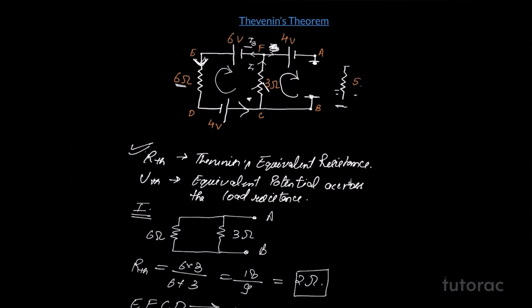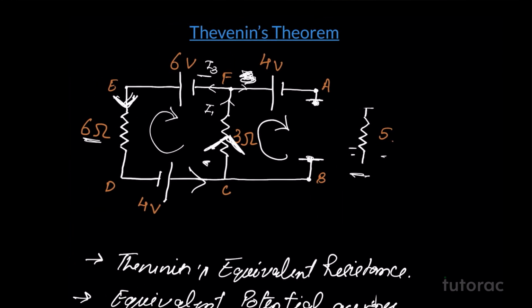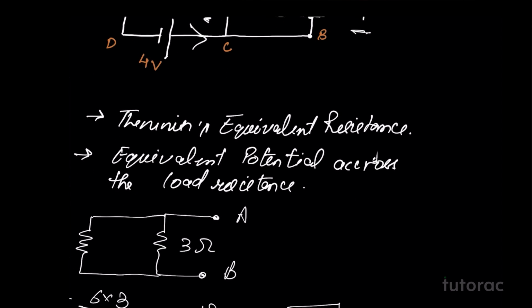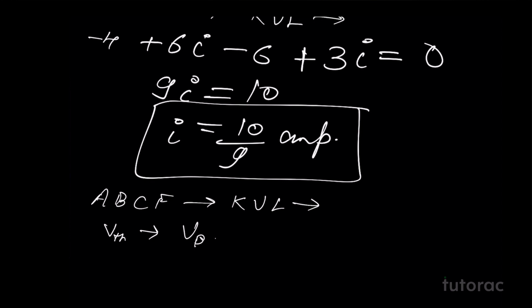Now, we know the current flowing in this 3 ohm resistor is actually in this direction. Now, let us try to apply the KVL here. Why we are doing so? In the second loop, that is A, B, C, F, if we apply KVL, what will we get? We'll actually get our Thevenin voltage, that V is nothing but VB minus VA.